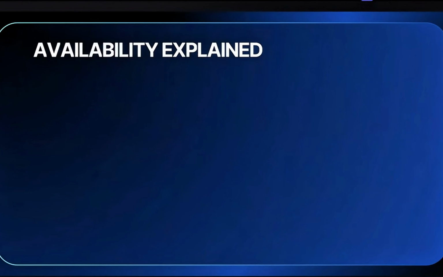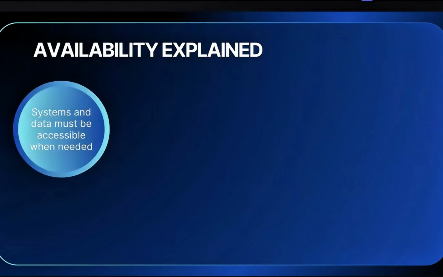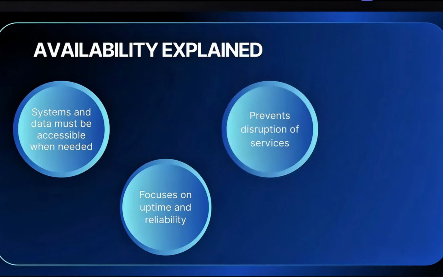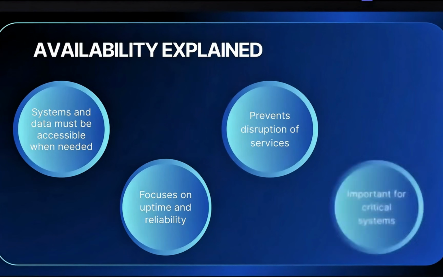The next one we'll consider is availability. So what is availability? Availability ensures systems work when people need them. So we can see availability is when systems and data are accessible on time. Availability focuses on uptime and reliability. It also prevents service disruption. And lastly, it is critical for essential systems because systems must be available for legitimate users to use.